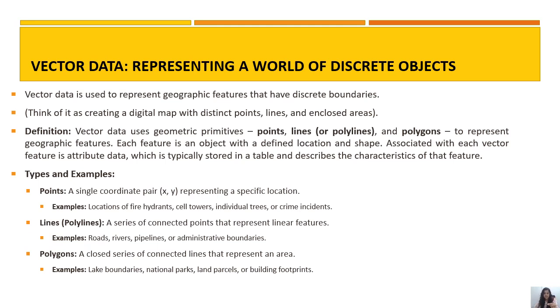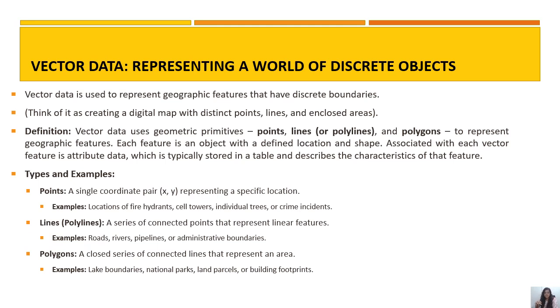Each of these features is an object which is defined by a location and a shape. These are associated with the vector features in order to attribute the data, which is typically stored in a table and describes its characteristics or features. Now for example, a point is a single coordinate, having x and y, which represents a specific location. It can be locations of towers, crime incidents, or particular measuring or monitoring stations, and so on. Next come polylines.